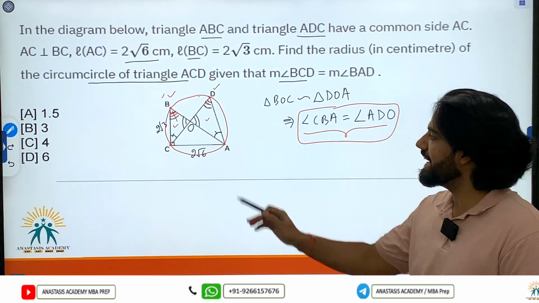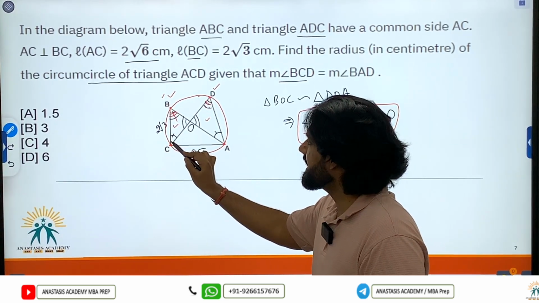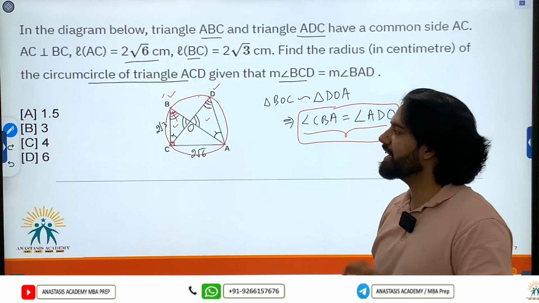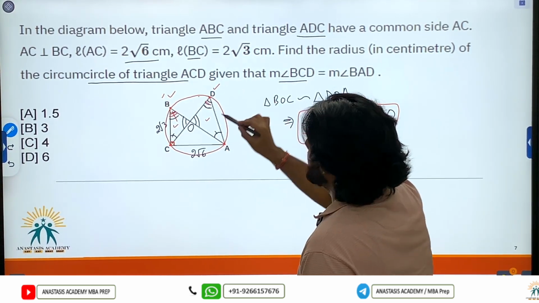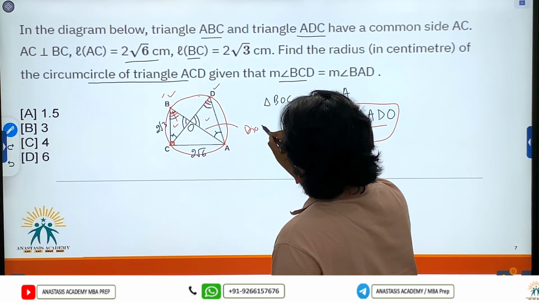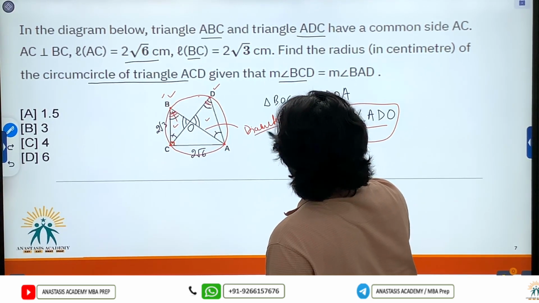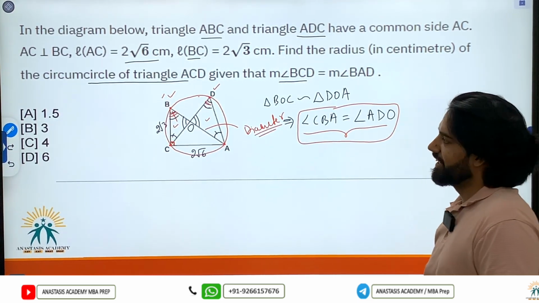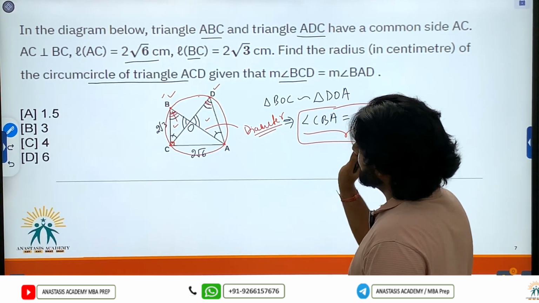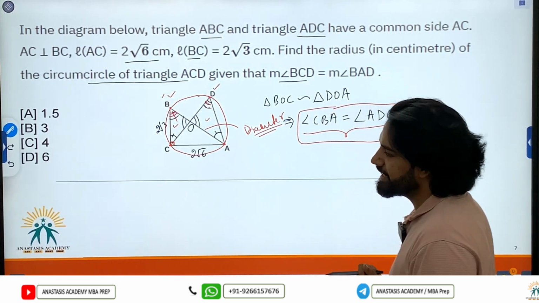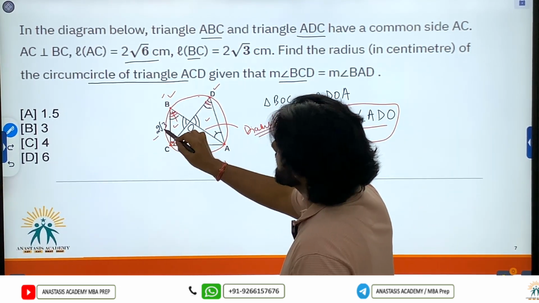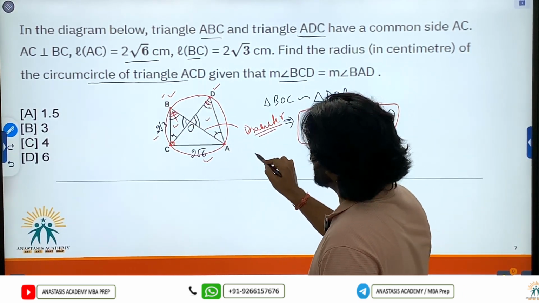It is given that triangle ABC is a right angle triangle, and for a right angle triangle we know this side AB would be the diameter. Now the question is solved. These two sides are given, BC and AC, with lengths 2 root 6 and 2 root 3. I can easily find AB.